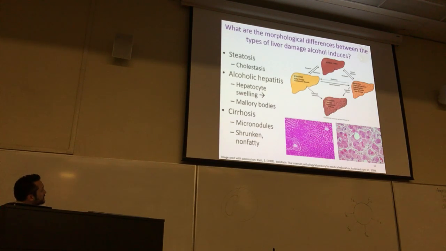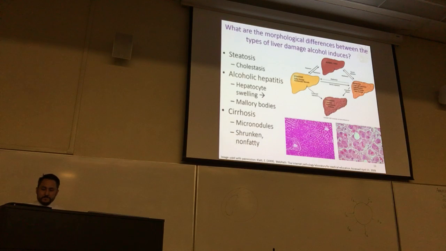And then lastly, most aggressively, is cirrhotic liver. Cirrhotic liver, we get micronodules. The liver itself becomes shrunken. We get sort of a non-fatty change that takes place, and we get scarring. So we're going to go over some of these things here momentarily.